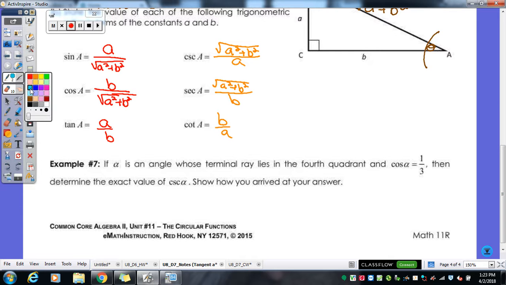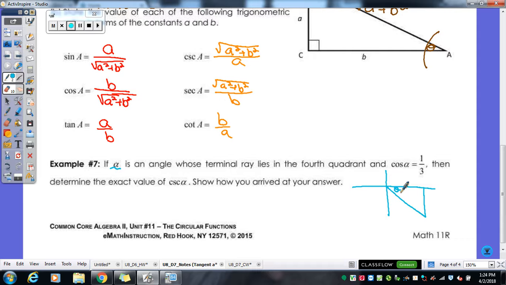So if alpha, that's what that little squiggle is, is an angle whose terminal ray is in the 4th quadrant, and cosine of alpha is 1 over 3, then determine the exact value of cosecant alpha. Show how you arrived at your answer. So let's draw a little picture. We are down here in quadrant 4. Here's my angle, it's always the one up by the origin.